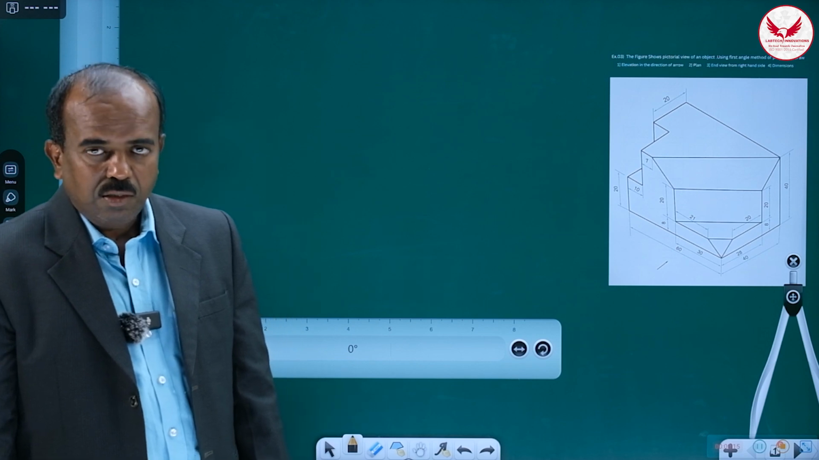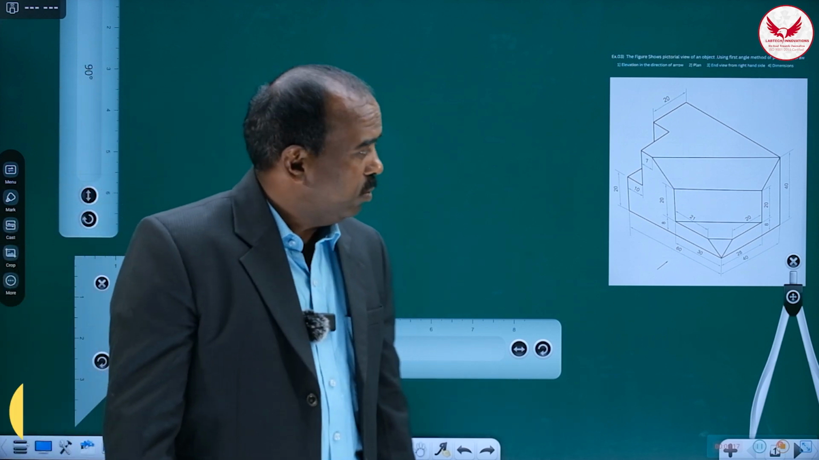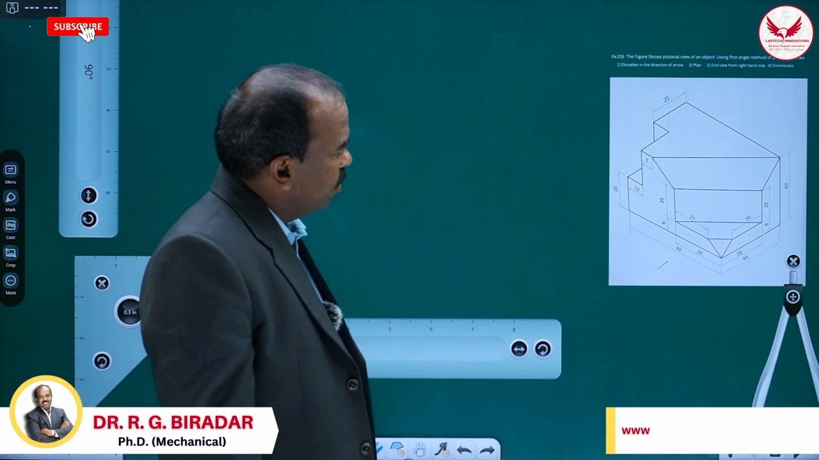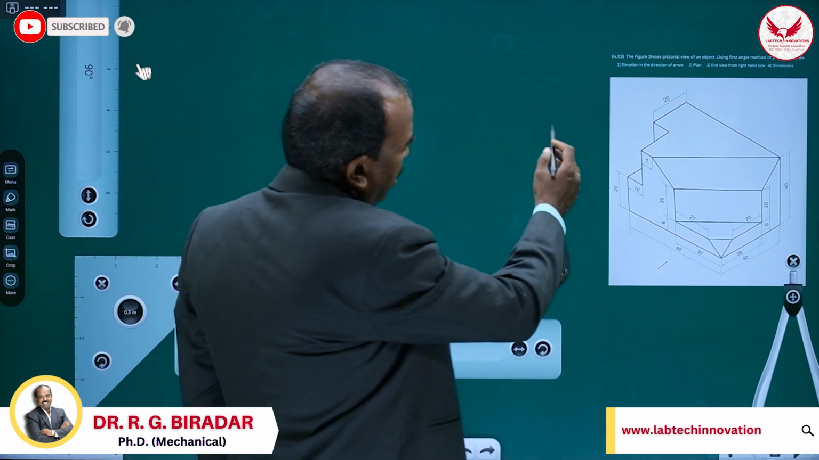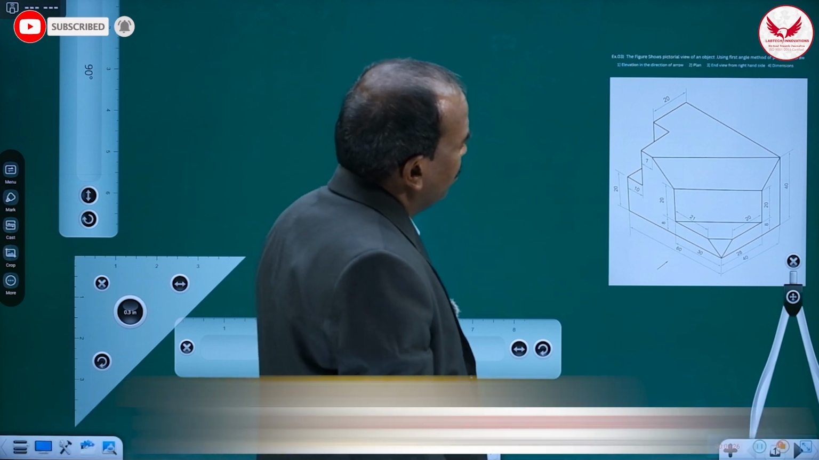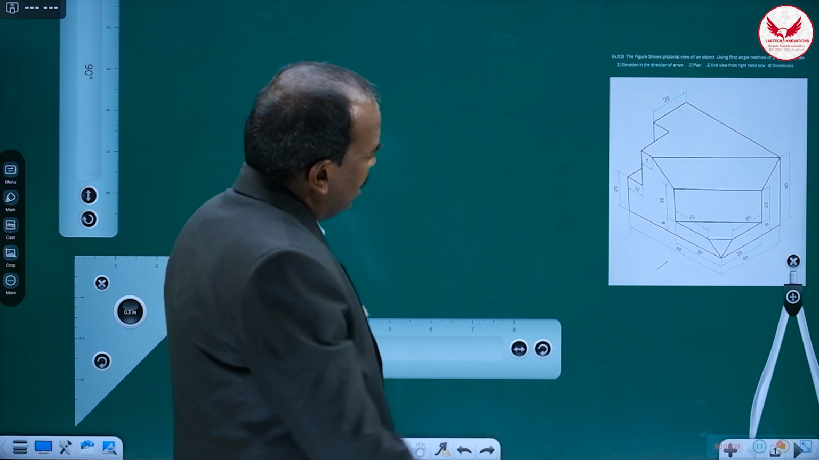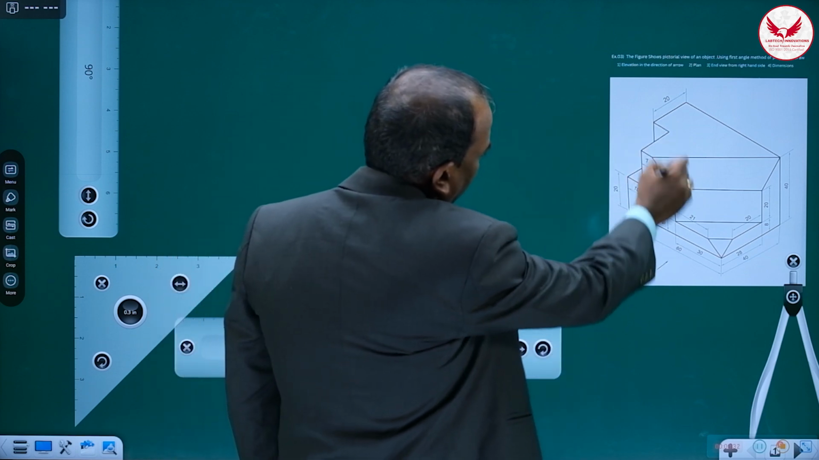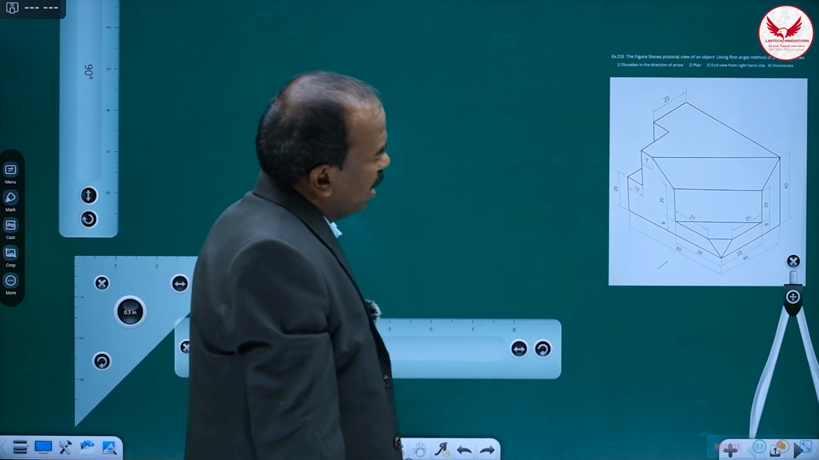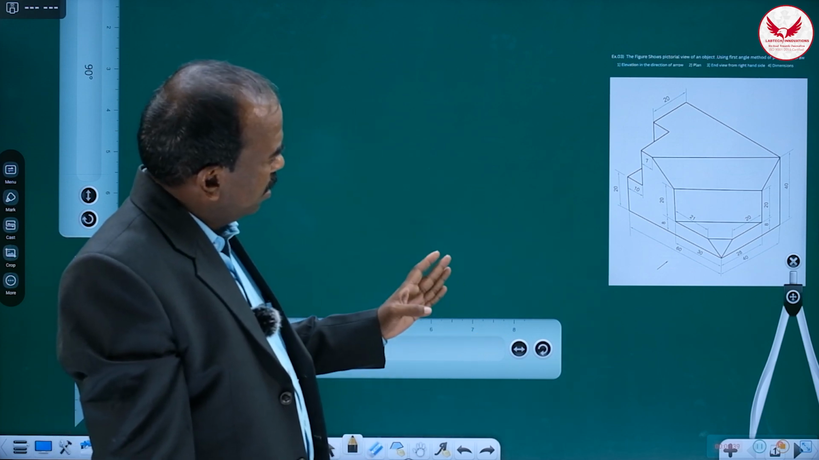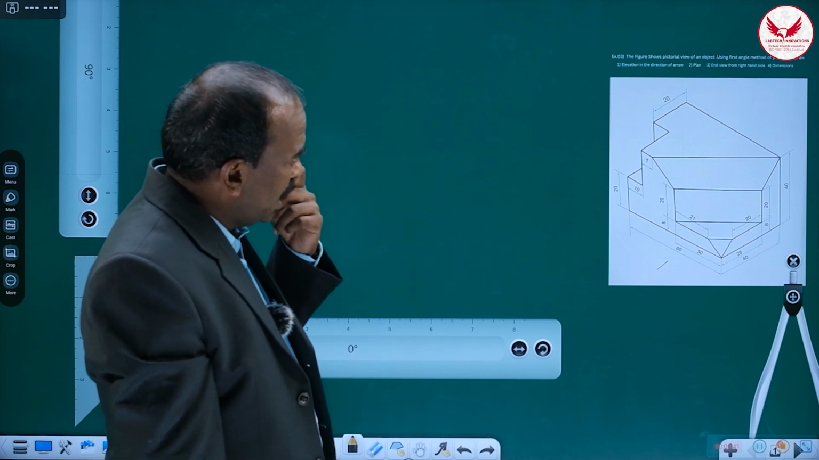Hello friends, today we'll see how to draw the orthographic views from this pictorial view. The question is what? The figure shows a pictorial view of an object using the first angle method of projection. Draw the elevation in the direction of the arrow, the plan, and the end view from the right hand side. Basically we have to draw the front view, the plan means top view, and the end view means right hand side view.